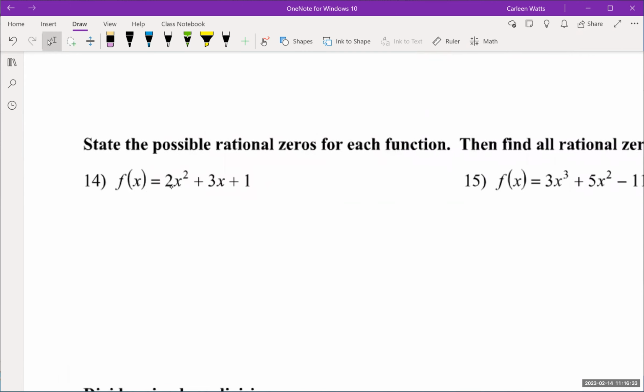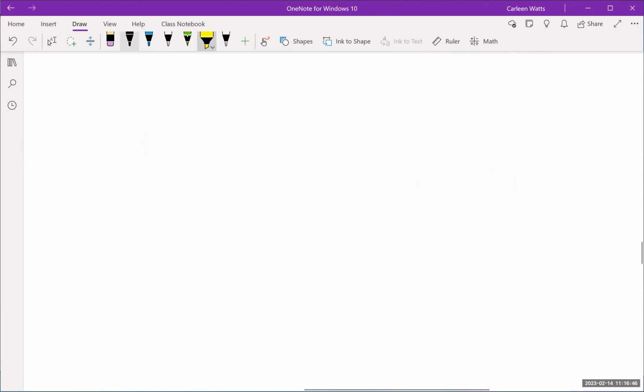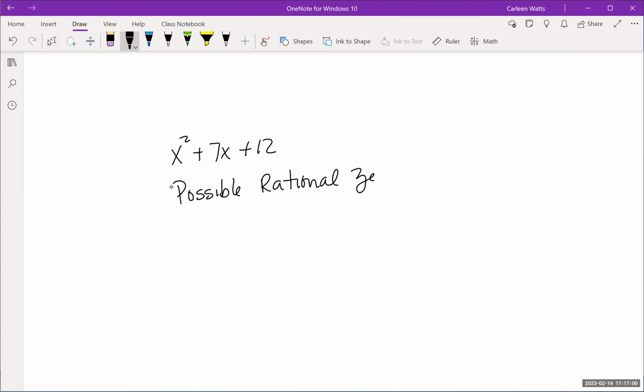Next, possible rational zeros. Now, let's go over here. X squared plus 7x plus 12. What are the possible rational zeros?